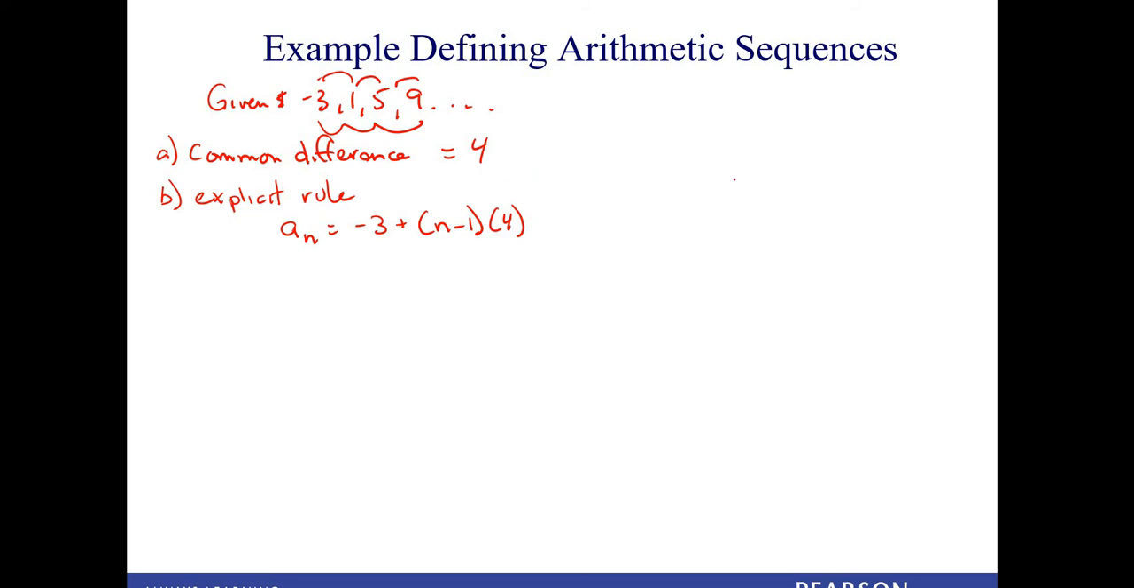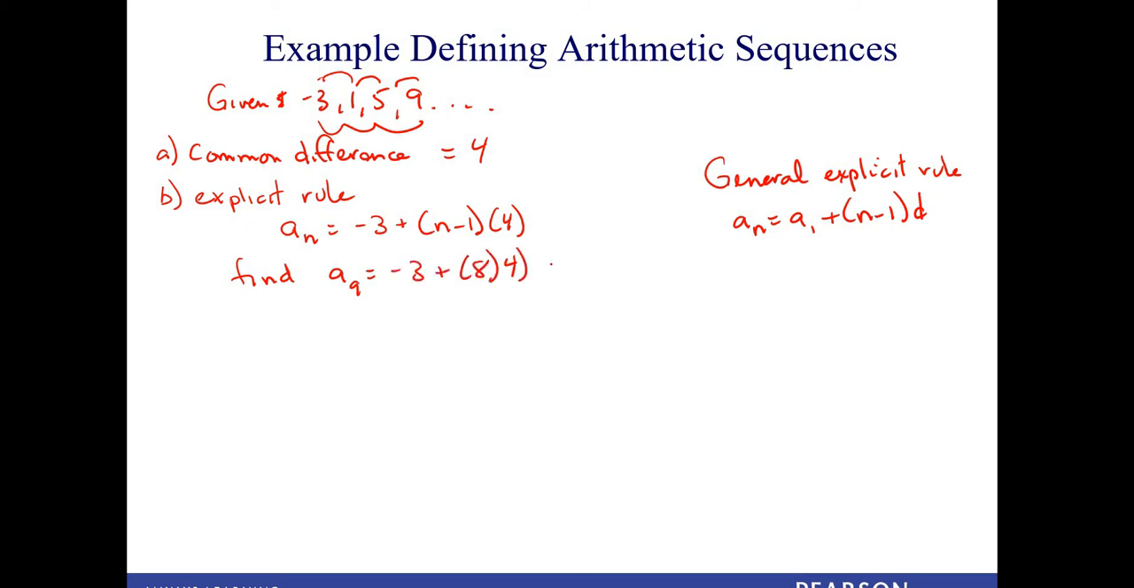Let me write explicit rules in general terms. So the general explicit rule for any arithmetic series would be that A sub n equals A sub 1 plus n minus 1 times the common difference. So using my explicit rule, I could find, for example, A sub 9, which would be -3 plus 8 times 4, which would be 29. Right? Okay?